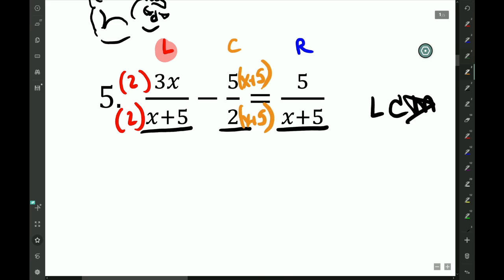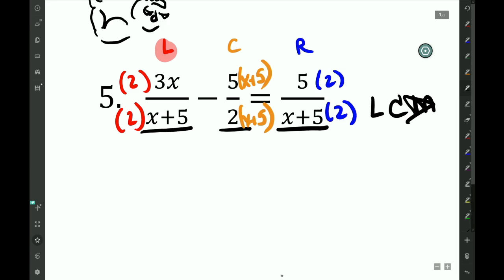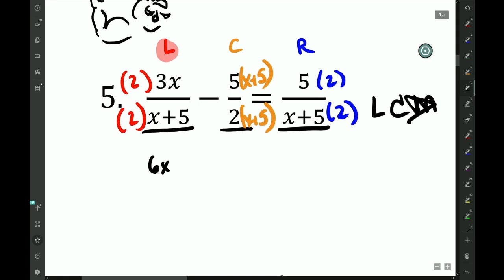And the right fraction needs a 2. Okay? So this is all of your concepts from just last chapter. So 6x minus 5x minus 25. How did I get that? I distributed the negative, remember?